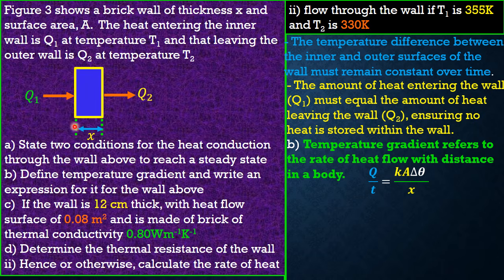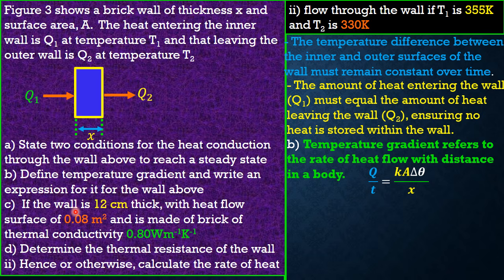But in this case, X is the thickness of the wall. Now the next part is saying that if the wall is 12 centimeters thick, that is X, with heat flow surface of 0.08 meters squared, and it's made up of bricks of thermal conductivity of 0.8 watt per meter per Kelvin, we should determine the thermal resistance of the wall.